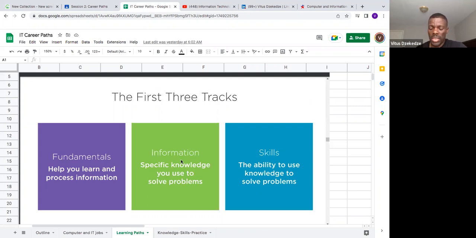So, for instance, you have been able to fix how many cars? You have been able to get how many cars to start even after they couldn't. Obviously, it might be using different methods, in some cases the same method. So all of that put together would give you the fundamentals track, the information track, and the skills track.